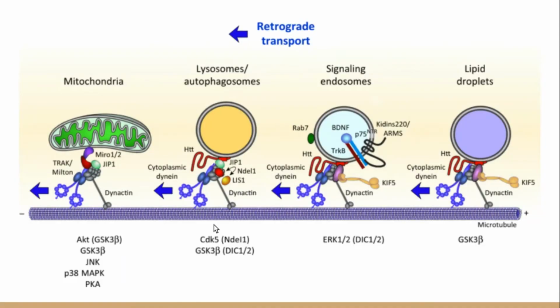This figure provides a nice summary of retrograde transport. Our Miro Trak complex on mitochondria can link up with dynein through GRIP1. It's a common motor protein adapter that we were discussing earlier. Our Rab7 positive lysosomes and autophagosomes can link up with dynein through RILP. But in this figure, the authors are referencing research suggesting Huntingtin, again, is involved in retrograde transport of lysosomes.